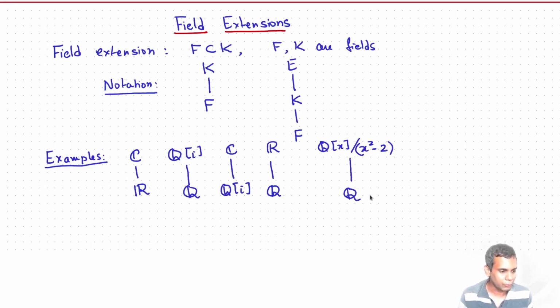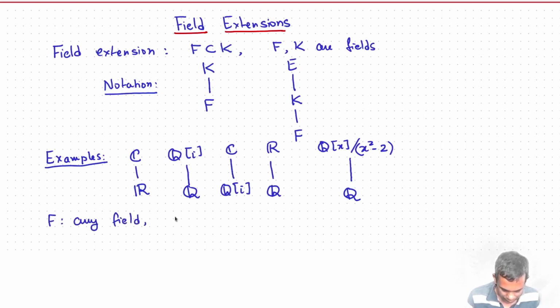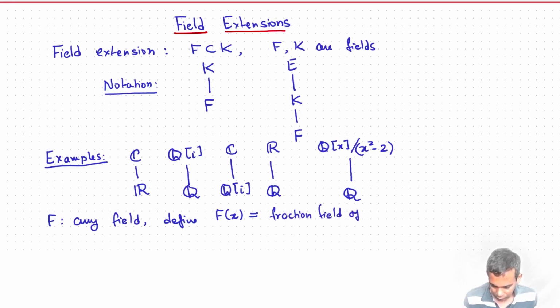Let's look at a slightly more interesting example. Given a field F, you can start with any field, and define F(x) to be the fraction field of the polynomial ring F[x]. An element of this field is a ratio of two polynomials with coefficients in F in the variable x. This is a field, and it contains the field F. So here's another example of a field extension: F(x) contains F.